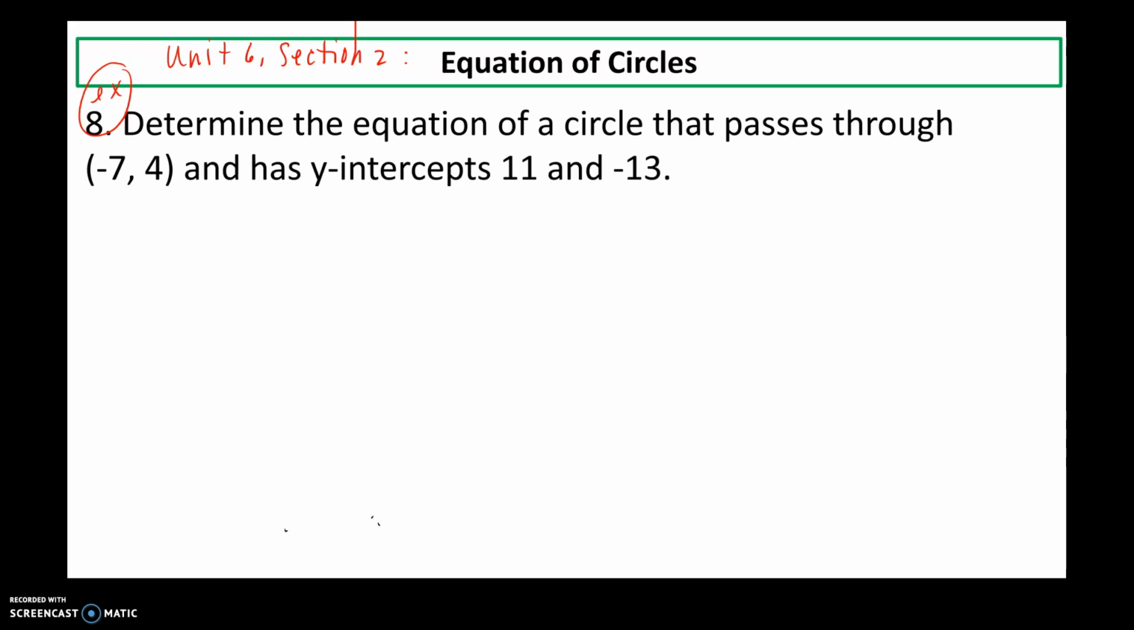Okay, now, if we were to think about a sketch of this, y-intercept of 11, y-intercept of negative 13, and it goes through the point negative 7, comma 4. So none of this information tells us that the endpoints are a diameter. If the endpoints were a diameter, then we could find the distance and determine the radius from that.